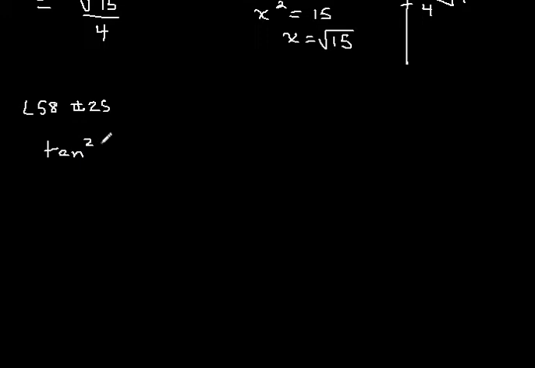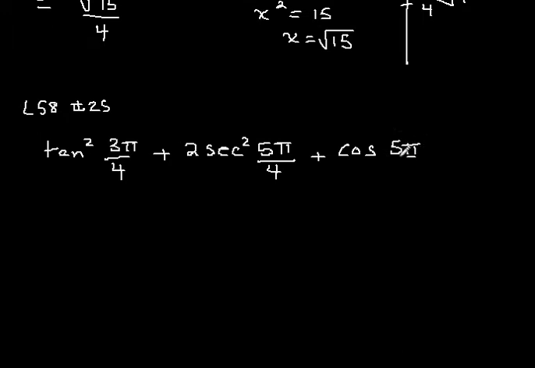Tangent squared of 3 pi over 4 plus 2 secant squared of 5 pi over 4 plus cosine of 5 pi over 2. Now it would be really good if you can think in radians where it would be and what angle would be associated with it. But if you're weak-minded like me, you have to change it into degrees. So I'm going to change all of these into degrees.